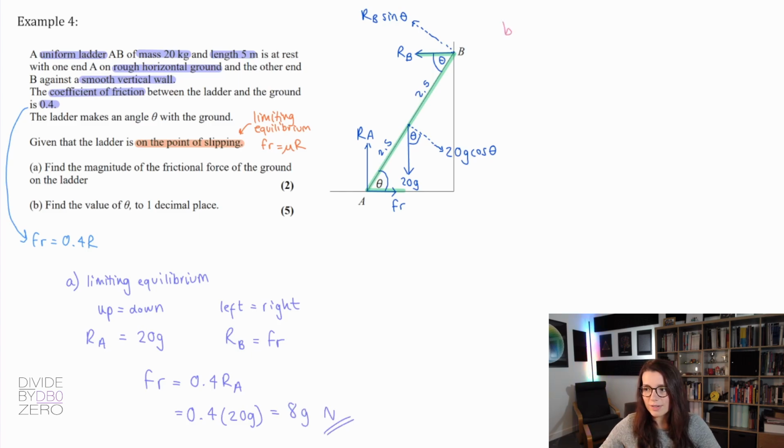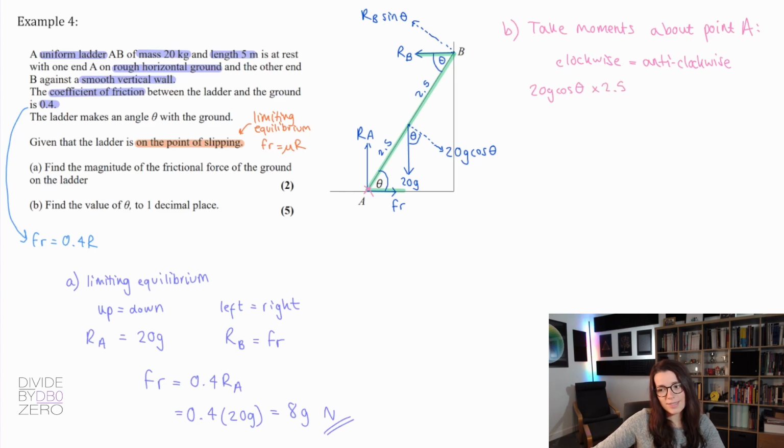For part B, they want us to find the value of theta. For this, we're actually going to take moments about A. I'm choosing point A so that I can ignore any forces at that point and just work with the other ones. It's in equilibrium, so clockwise will be equal to anti-clockwise. Clockwise moments, we're going to have 20g cos theta times 2.5, because 20g cos theta is the perpendicular component. Anti-clockwise, we're going to have RB sine theta times 5.